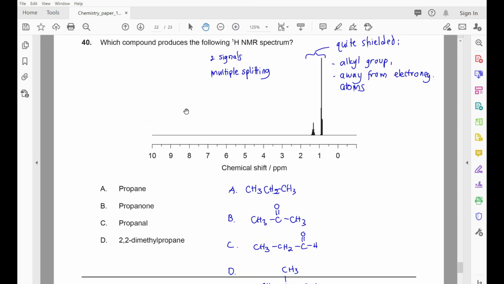Question 40. Which compound produces the following proton NMR? So we have two signals, multiple splitting. The splitting just tells us that there are multiple neighboring hydrogens. Two signals tells us that this compound has two different hydrogen environments. And the peaks both occur at lower chemical shift, which means they are quite shielded. They indicate they are most likely alkyl groups that are away from electronegative atoms.